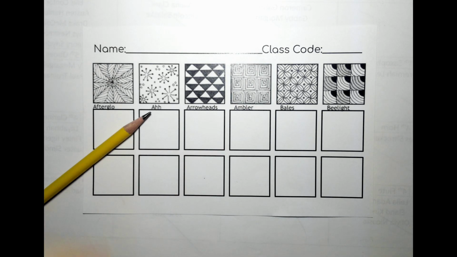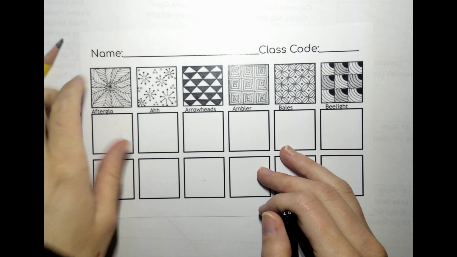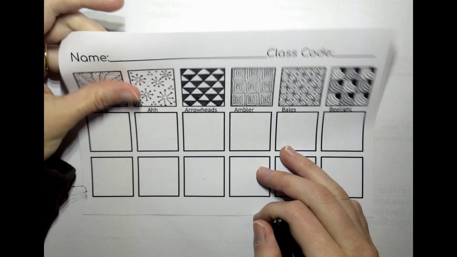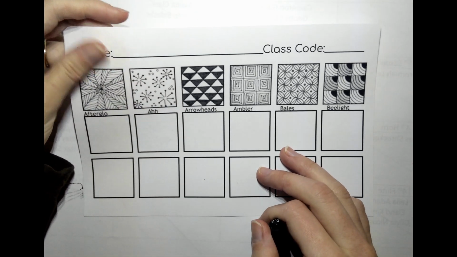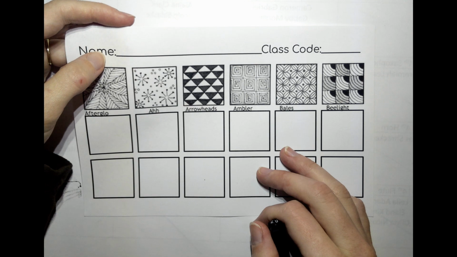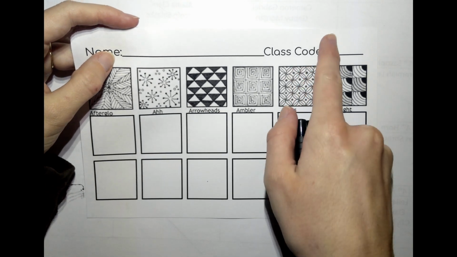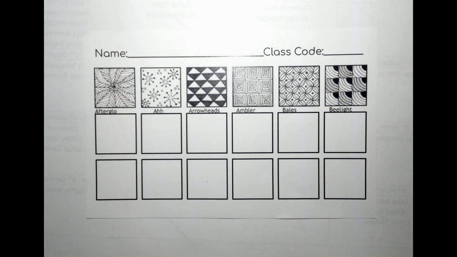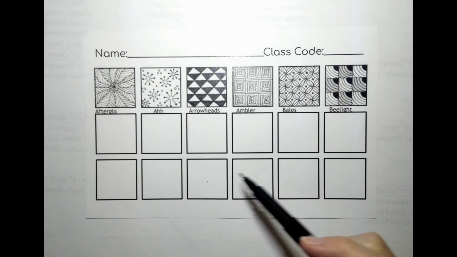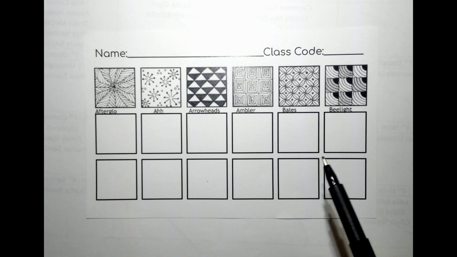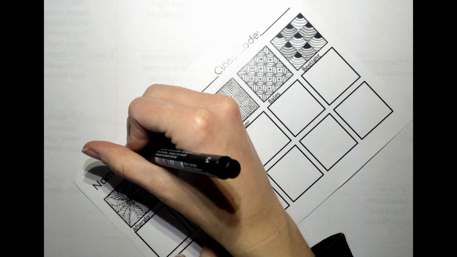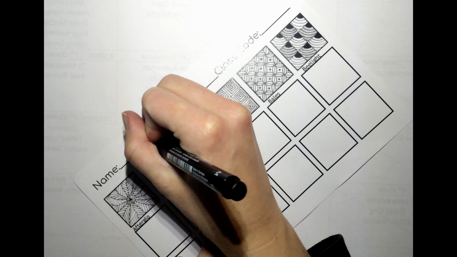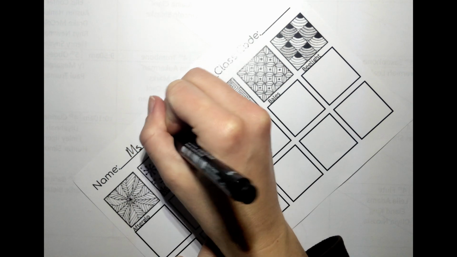Hello, today we're going to be planning out Zentangle ideas to use in our larger Zentangle project. At the top there's a spot for your name and your class code, so you'd write the number of the grade you're in and the first letter of your teacher's name. Then you'll see we have an array of 12 empty boxes. In each box, you are going to design your own Zentangle pattern.